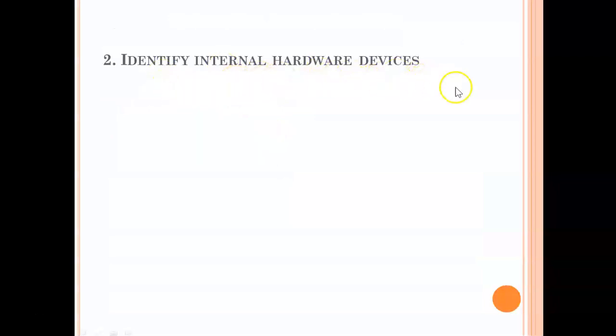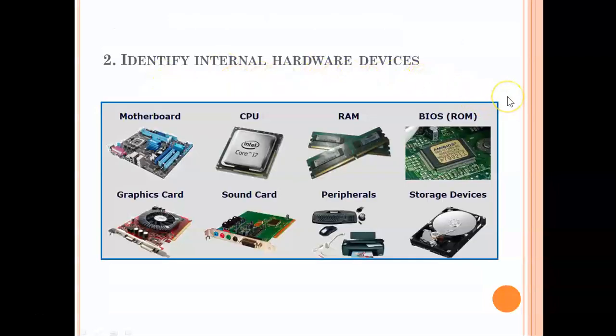Identify internal hardware devices. These are devices that you find inside your computer case or inside your computer tower. In your computer tower you'll find a motherboard, and your CPU will be on the motherboard, as well as these components, except for the peripherals: CPU, RAM, BIOS, graphics card, sound card, and storage devices. So internal hardware devices are devices inside your computer tower.